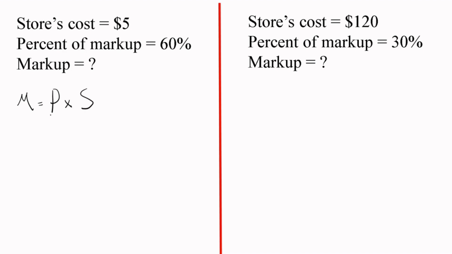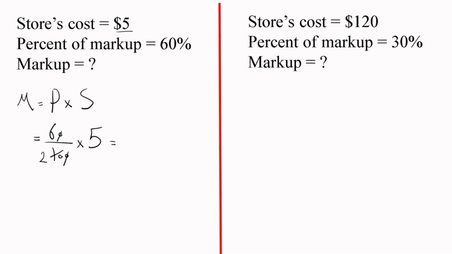Percent of markup must be written as a number. So I'm going to replace it. Instead of 60%, I'm going to write 60 over 100, and the store's cost is given, which is $5. I'm going to write it here. I can drop a 0 from both of them. I can divide this one and this one by 5.